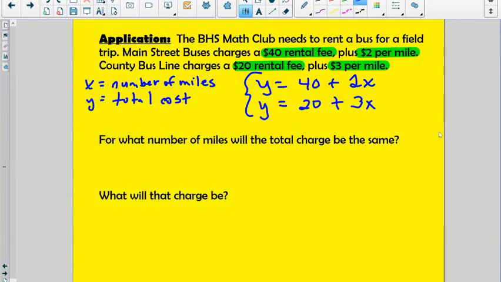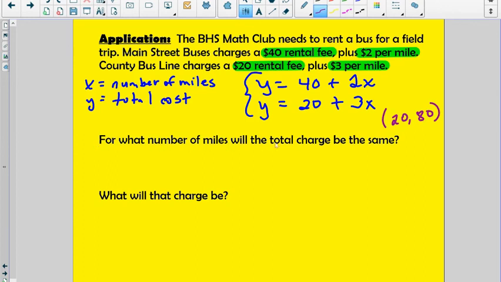So our solution to this system was (20, 80). We have to think about what those numbers represent. 20 was the x value because it's first, so that means it's 20 miles. So when both bus companies reach 20 miles, the y value, or the total cost, is $80. So that's when both companies end up being the same.